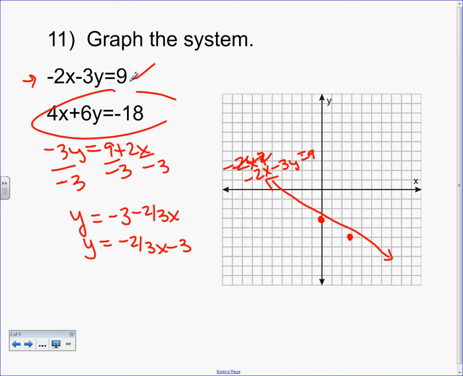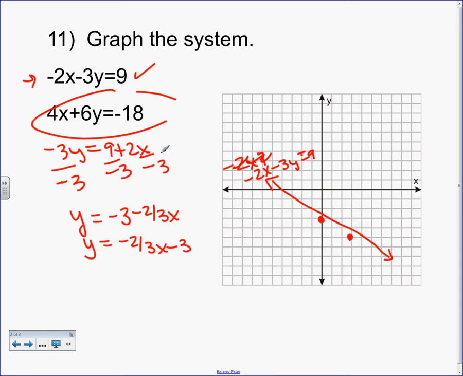You should get y equals negative 2/3 x minus 3. Anybody not get it and need me to show you the work? So obviously, I don't need to graph that line again. It's the same line. That's what I was trying to say earlier. They didn't look the same. When I first saw this, I didn't know they were the same. Does that make sense? But they are, okay?